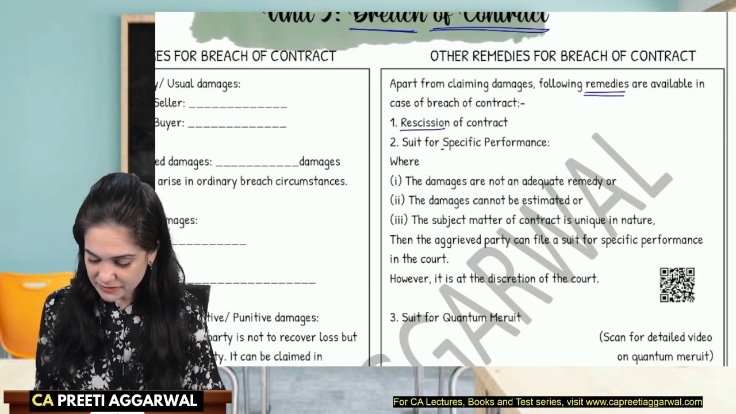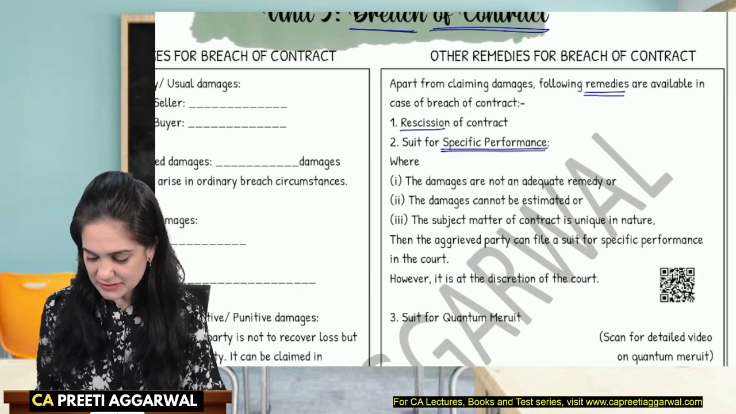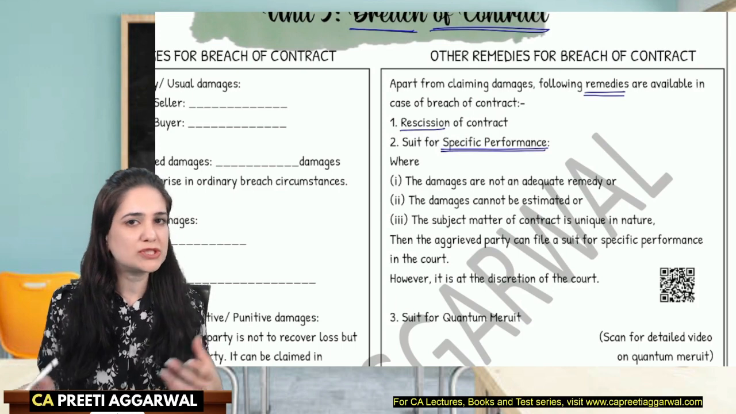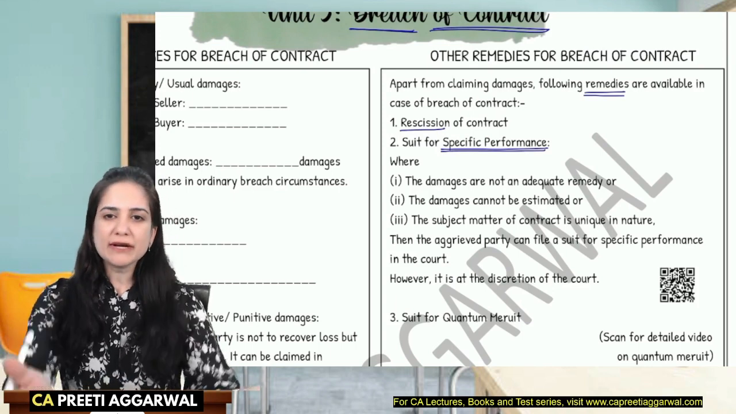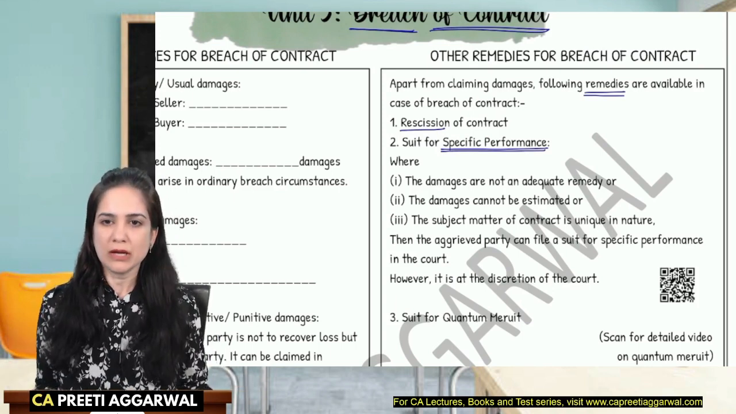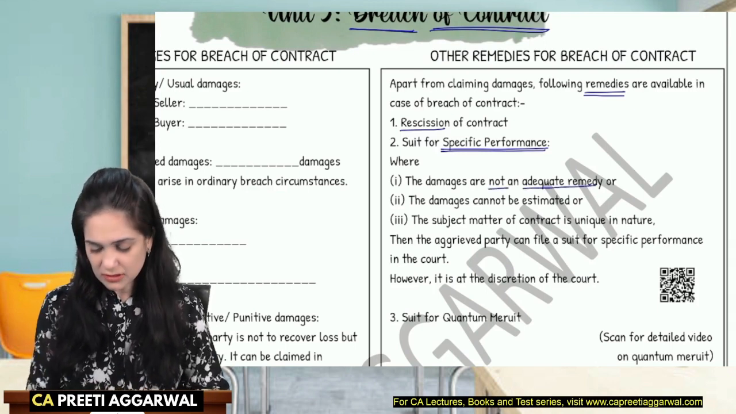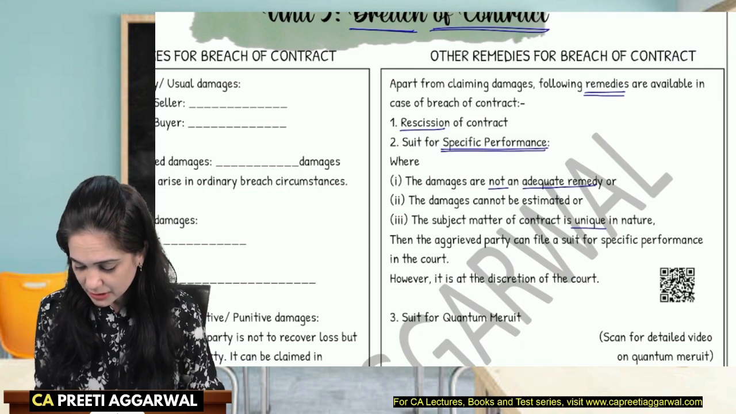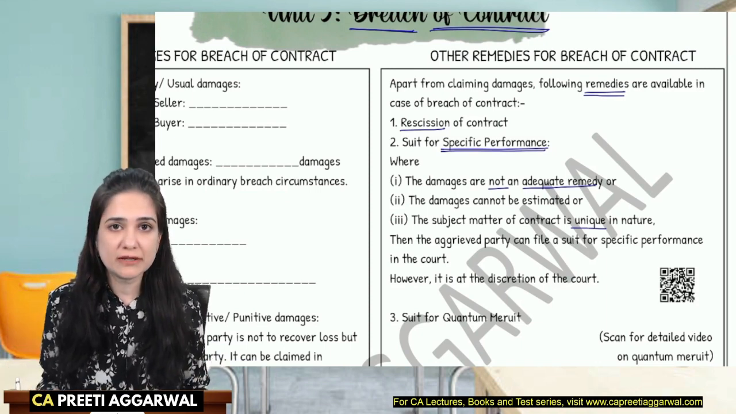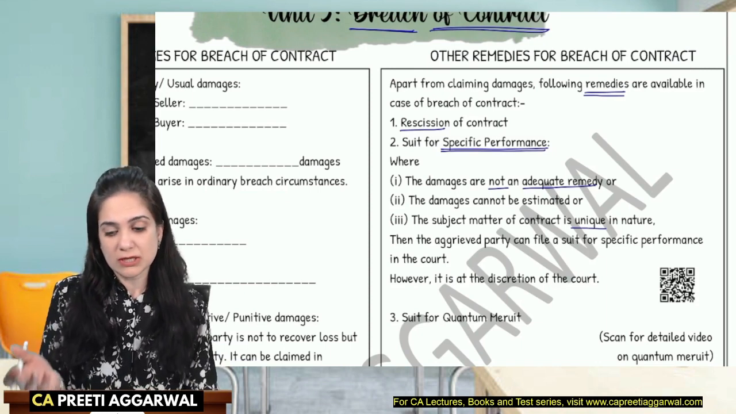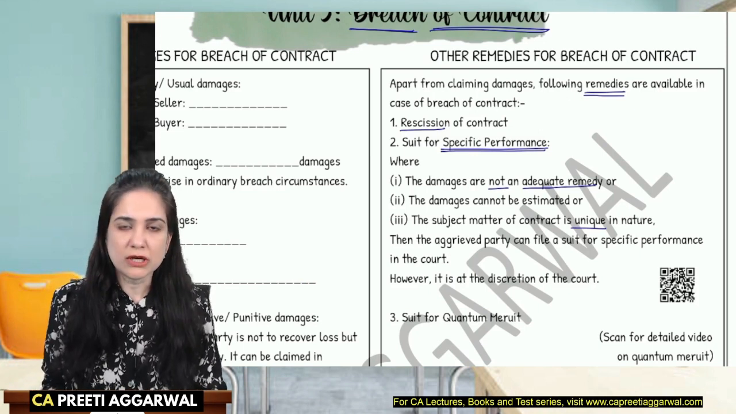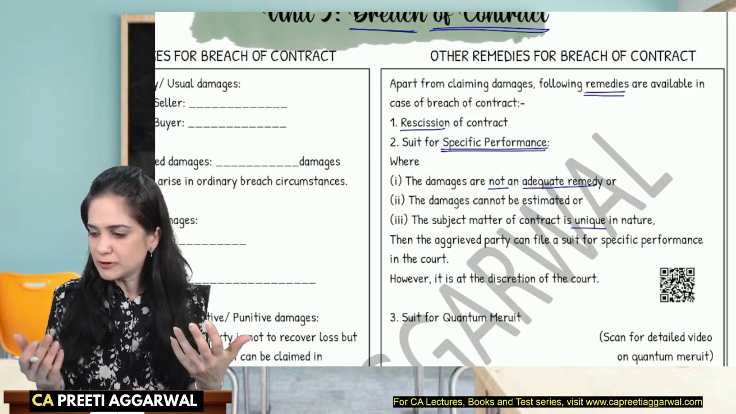Suit for specific performance. Specific performance means when the aggrieved party proves that damages are not an adequate remedy. What will I do with these damages? The goods are not an adequate remedy. The subject matter is unique. It is different, it is one of a kind. Or it was something which was specially manufactured for the buyer. I cannot sell it to any other person.